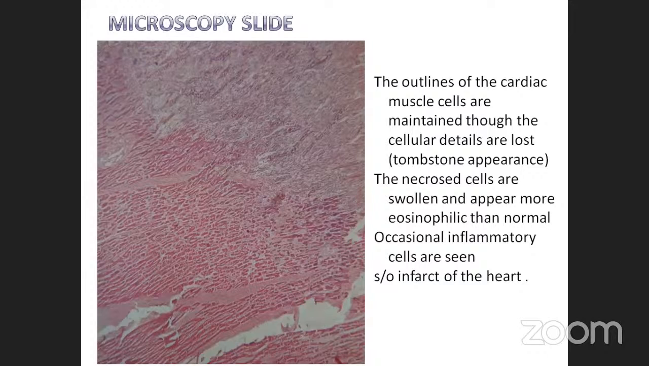So these are the normal cardiac muscle fibers. But here the cellular outline of the cardiac muscle fibers is maintained, but the cellular details, cytoplasmic as well as nuclear details, are totally lost. So this is the tombstone appearance.